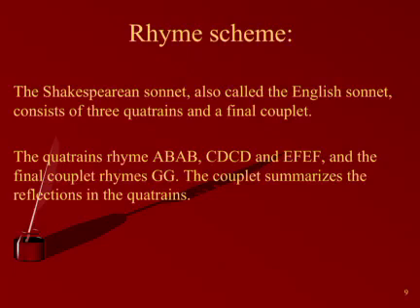In conclusion, we can say that the Shakespearean sonnet, also called the English sonnet, consists of 3 quatrains and a final couplet. The quatrains rhyme AB, AB, CD, CD, and EF, EF. And the final couplet rhymes GG. The couplet summarizes the reflection in the quatrains.